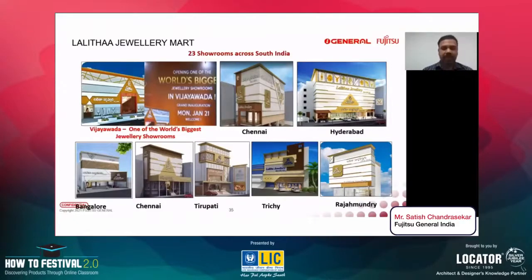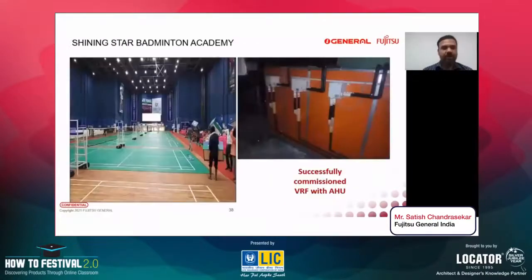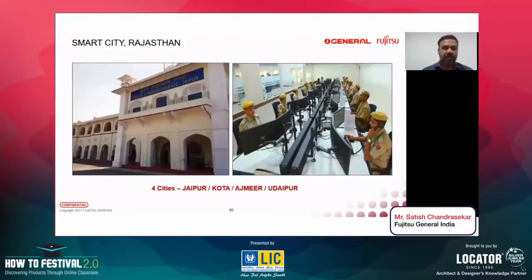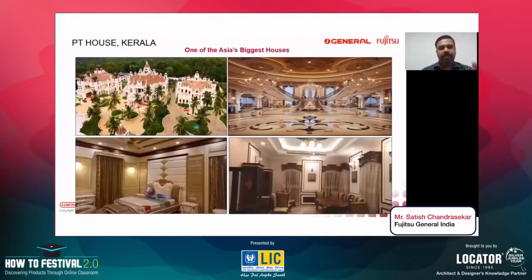Then these are some more examples. ISRO, Bangalore and Jodhpur. Even sports academies like the Badminton Academy, where we have installed with an AHU, an air handling unit. Some of the government offices, secretariat buildings. In Rajasthan, the Smart City project, where we have done some work. And also residential villas, ranch villas, apartment complexes. And this is one house, one of Asia's largest houses. It's called the PT House in Kerala, where we have installed General Air Conditioning systems, the VRF system.